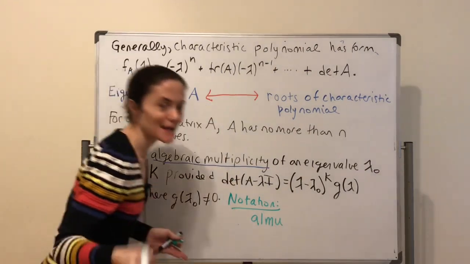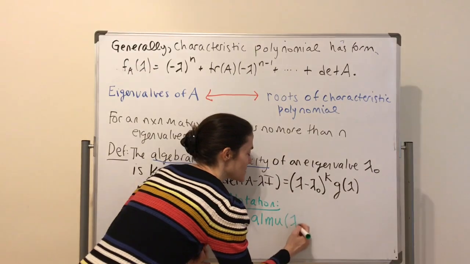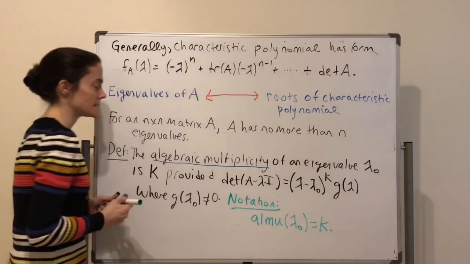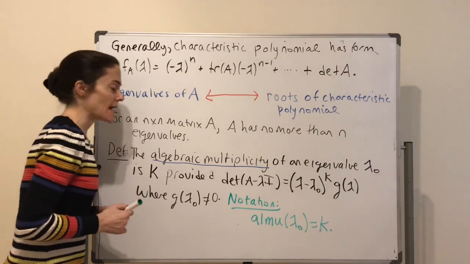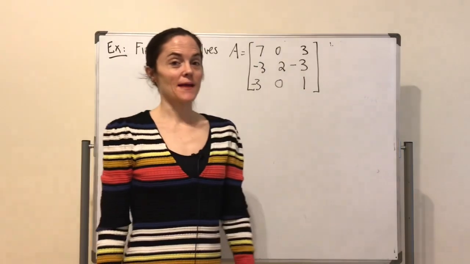Mu stands for algebraic multiplicity, and the multiplicity of this particular eigenvalue is k. So that's what we write. Okay, now back to examples. Here's another 3 by 3 matrix.